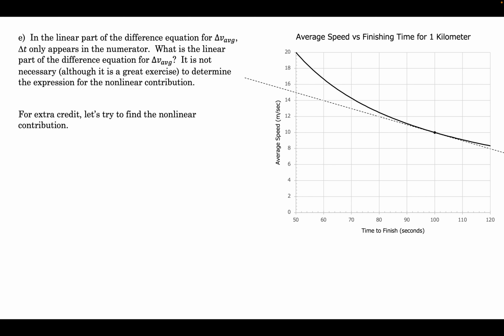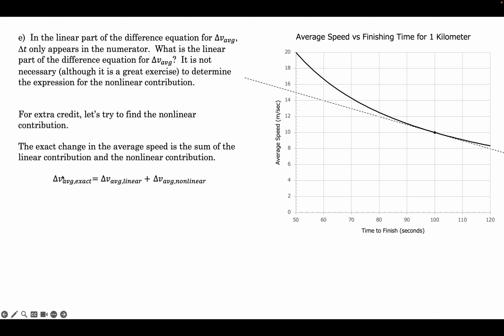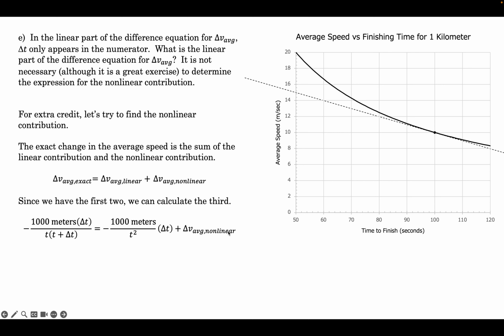So let's try to find the nonlinear contribution. We have the exact change and we have the linear contribution, so the difference is the nonlinear contribution. The exact change in V average has the linear part and the nonlinear part. We can calculate the nonlinear part by some algebra, and we leave that as an exercise to you. You can pause it and try to get it. So here it is: t delta t squared, it's nonlinear, it's delta t squared, and then the denominator is t to the fourth plus t cubed delta t.